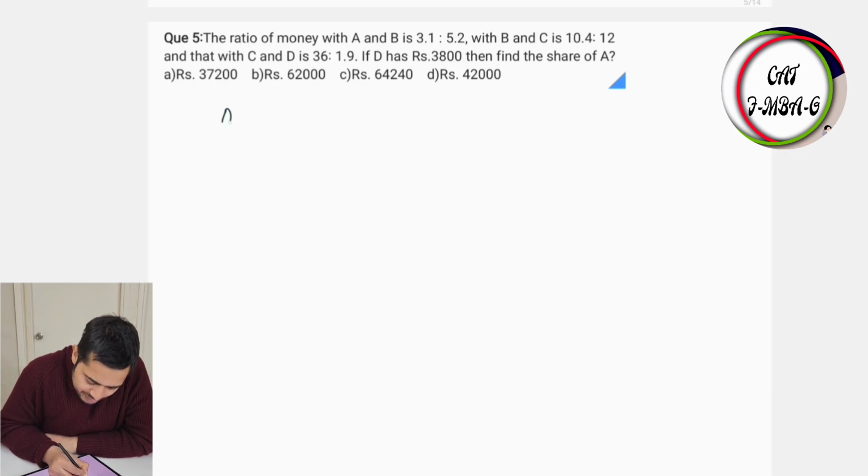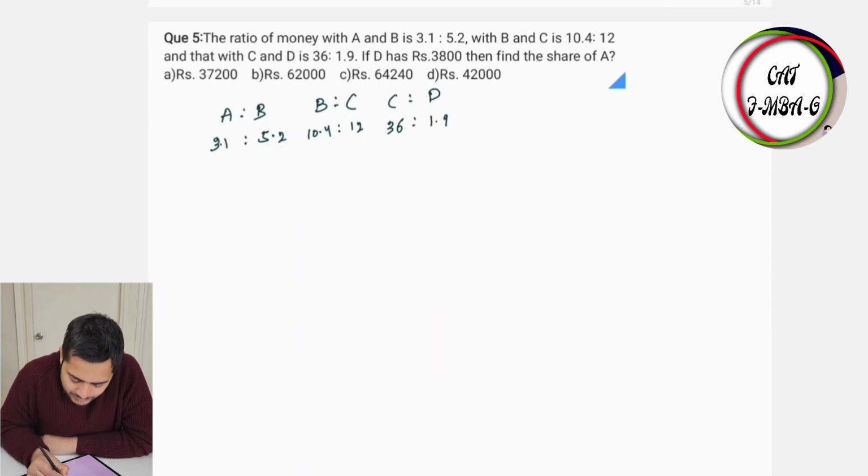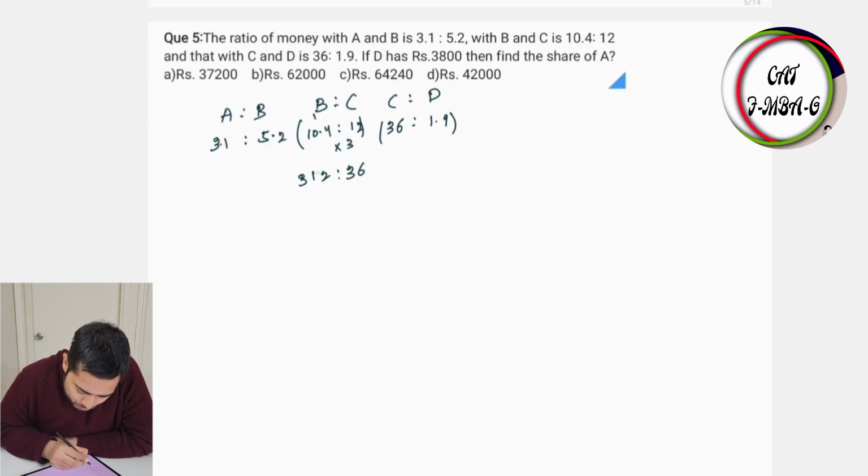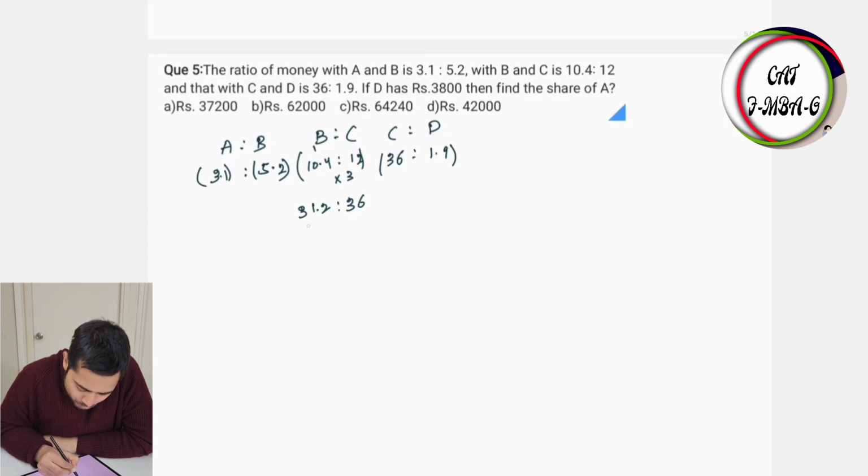The ratio of money with A is to B is 3.1 is to 5.2. Okay, and B is to C is 10.4 is to 12, and C is to D is 36 is to 1.9. Here you can see C is 36 here and C is 12 here, so into 3, so it is 36, and 10.4 into 3, 31.2. Okay, here 5.2 is there, 3.1, and B is 31.2 now.